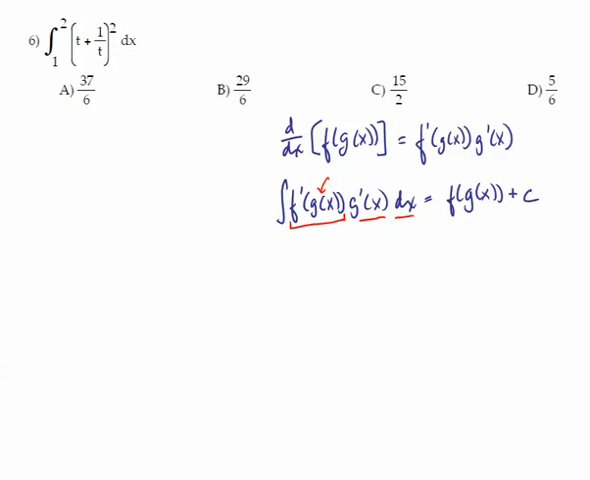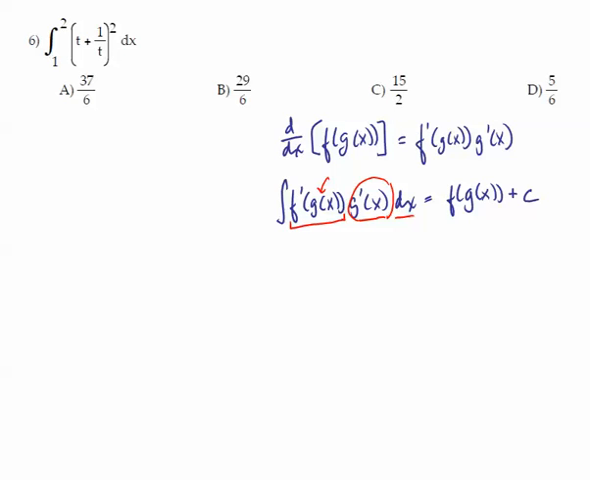But if you look at our problem here, we have t plus 1 over t, quantity squared. The derivative of that inside, as I said, 1 minus 1 over t squared, doesn't show up the way that g prime of x shows up over here on the outside of the function composition, multiplied by the function composition. So we can't do that.